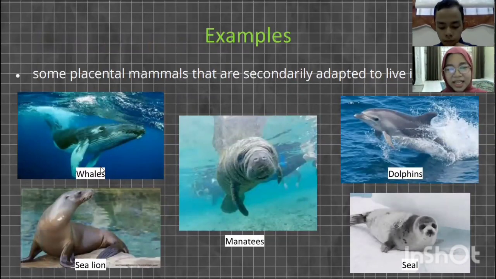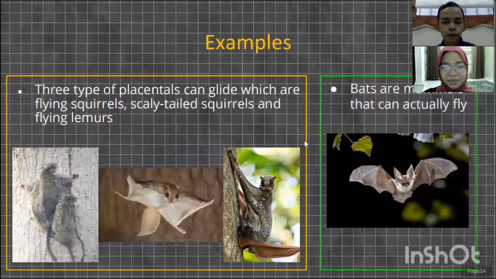These are examples of some placental mammals that are secondarily adapted to live in water. There are whales, manatees, dolphins, seals, and sea lions. And these are a few examples of placentals that can glide: flying squirrels, scaly-tailed squirrels, and flying lemurs. The flying lemur is the one that sticks to the tree and has very round eyes. And bats are the only mammals that can actually fly.